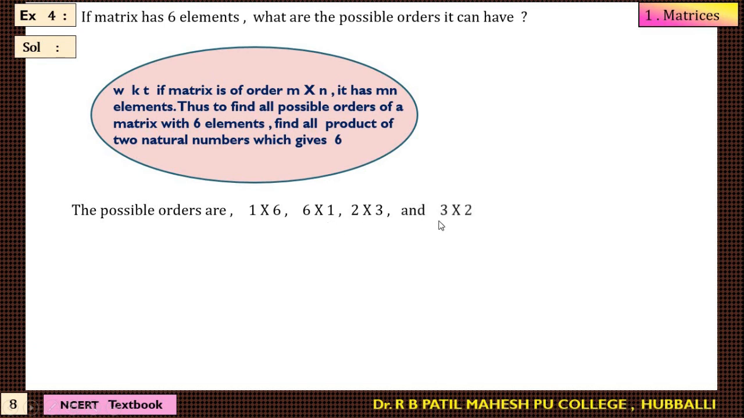And another order of the matrix is 3 cross 2. That means using 6 elements we can write a matrix with 3 rows and 2 columns. That is, the order is 3 cross 2. I hope you understood, students.